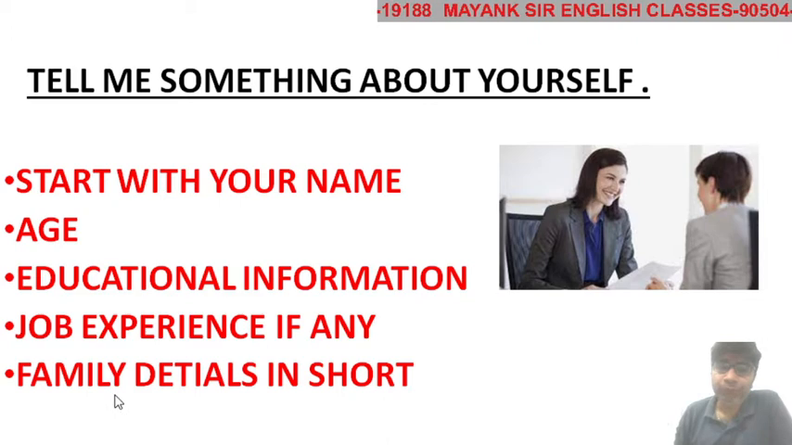For example, you can see the example here: my name is Mayank Batra, my age is 25 years, I have done BTech in electronics and communication in the year 2015, I have worked in different education institutes for more than 2 years, I have my mother and father with me in my family. So this is the short introduction about yourself. The 5 चीजें आपको cover करनी हैं would be my name, age, educational qualification, job experience, and family details in short.